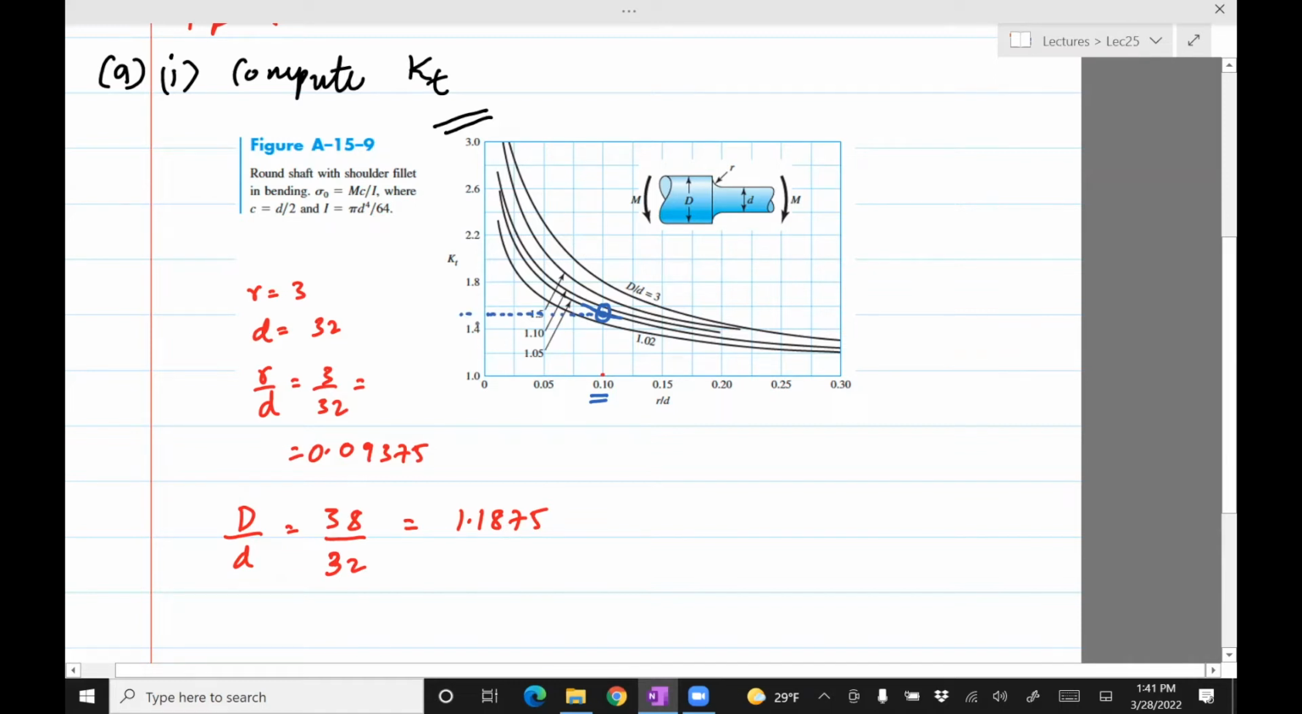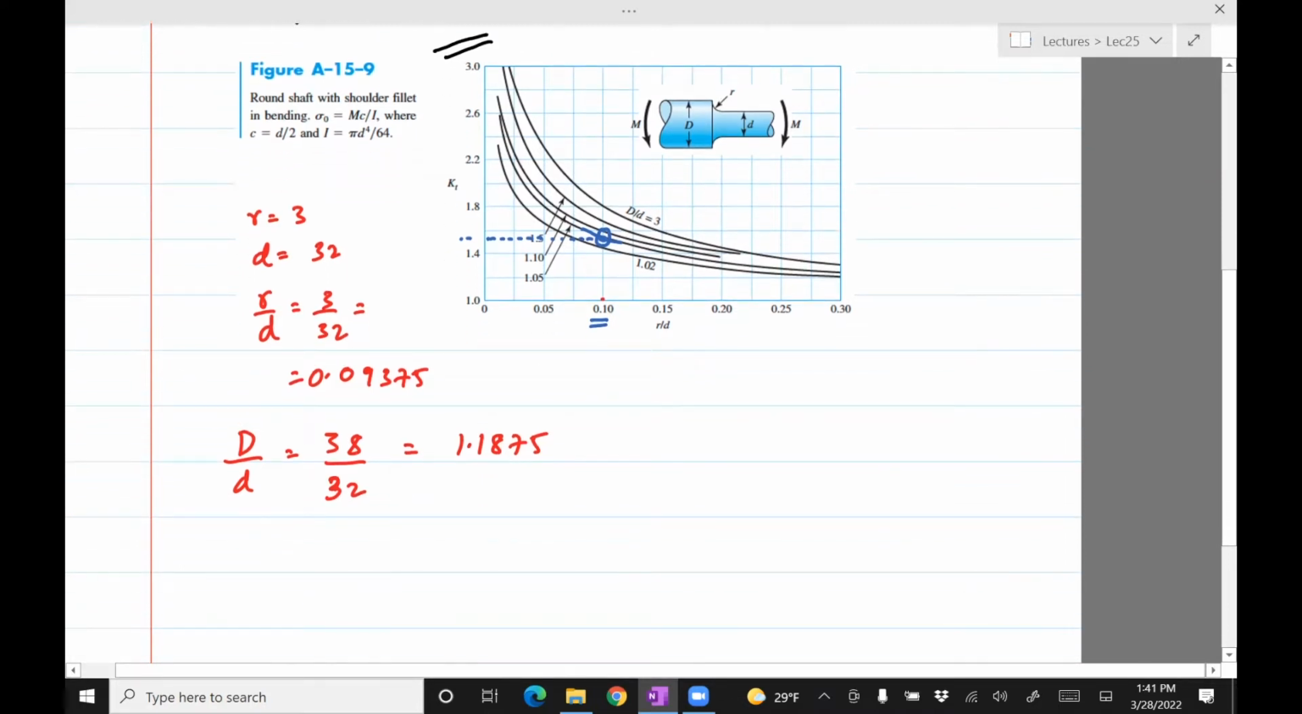So 1.6 is just above that. So I have 1.5. Just take 1.5. There's some wiggle room there. You could choose 1.5, really anything between 1.5 and 1.67 should be fine, because that line can actually be above. So let's choose KT as 1.5.